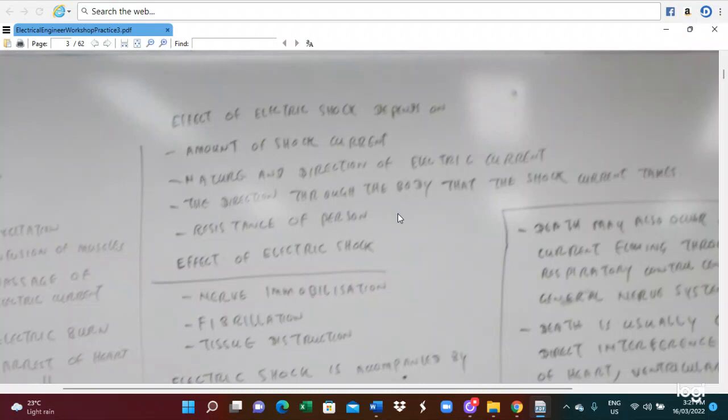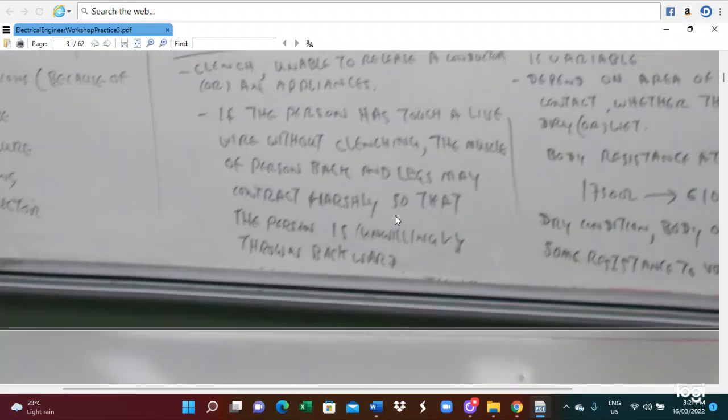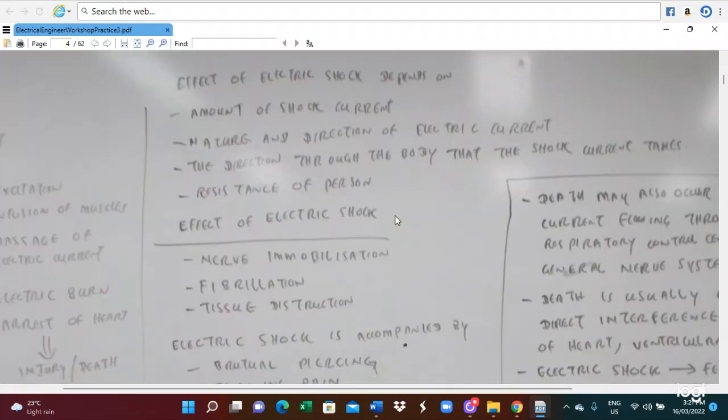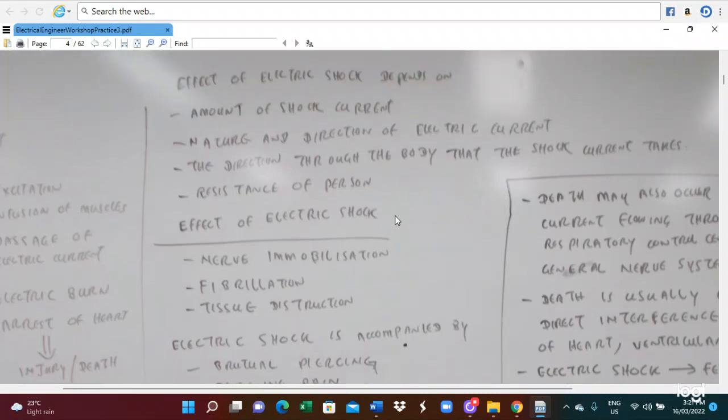In this case, the effect of the electric current depends on the amount of the short current, the nature and direction of the electric current, and the path through the body, from where to where the current is passing. This is also an important aspect. We also have to know about the resistance of the body. The body resistance, the amount of current, and the amount of energy passing through the body determine the effect of the electric current.